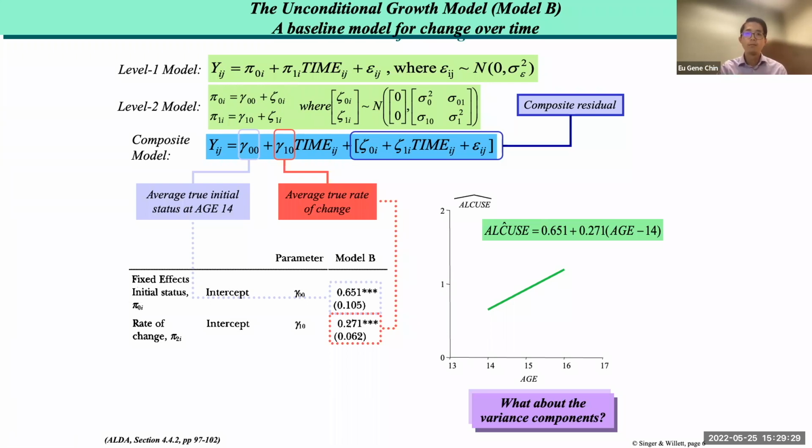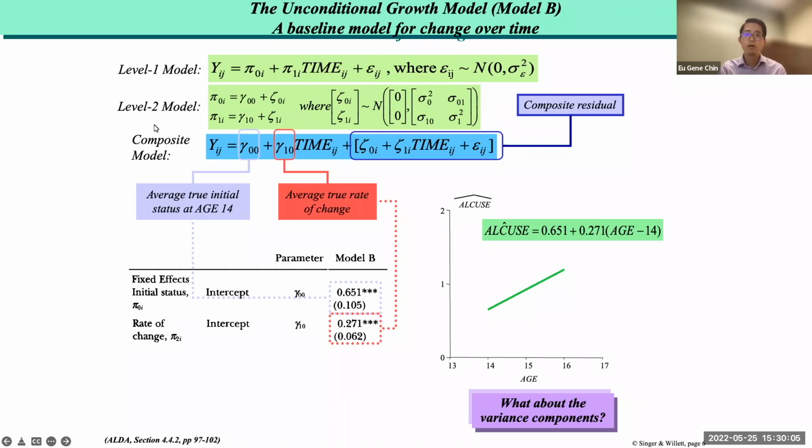Now, of course, there's going to be some deviations from each person's observed alcohol use score from this estimated true change trajectory, and that is captured by lowercase epsilon subscript ij, which is the deviation of each person's observed alcohol use score from the estimated true change trajectory. And we assume that epsilon subscript ij is normally distributed, it has a mean of 0, and has a specific variance called sigma squared with subscript e.